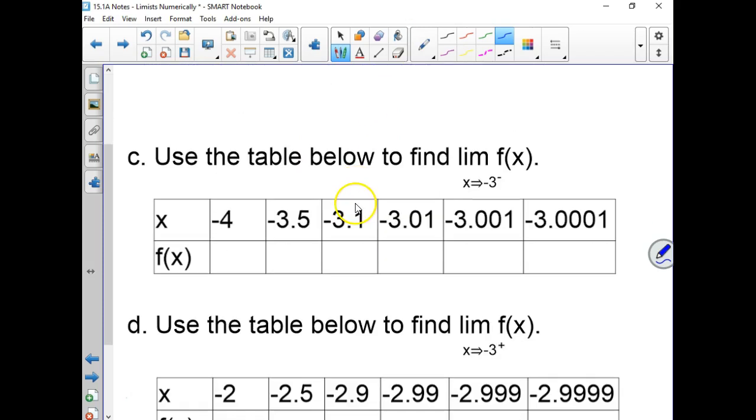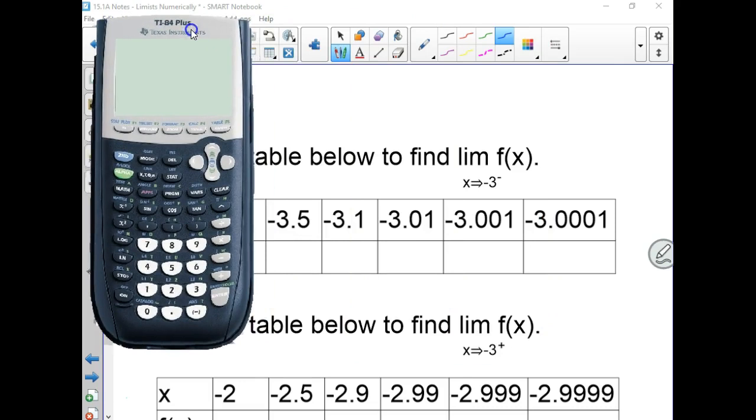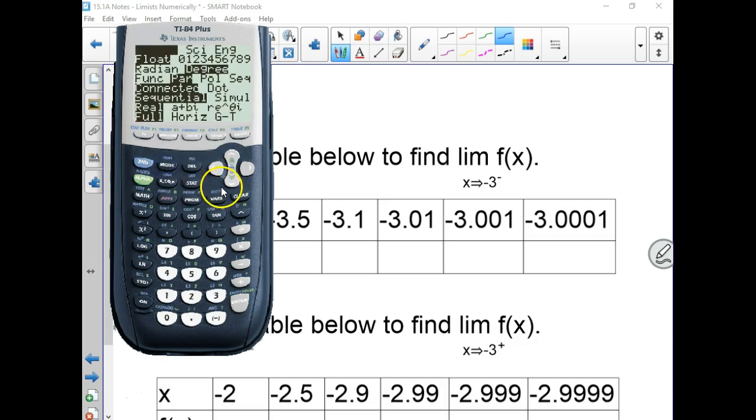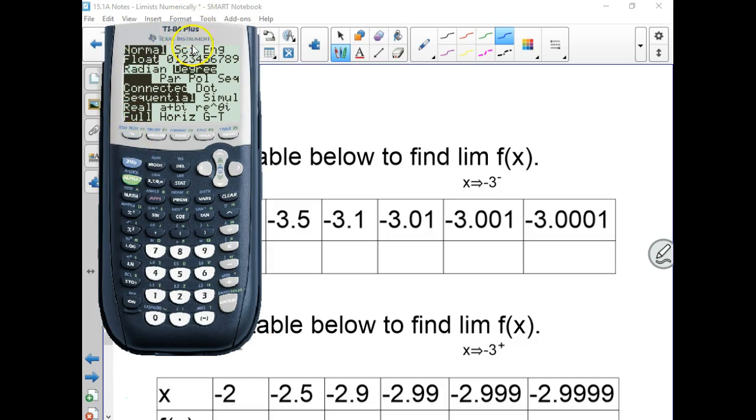So what we're going to do is we're going to use our calculator, and we're going to put that equation in. Also, actually, I'm going to use the calculator, and I'm also going to use Desmos, because in your homework tonight, if you don't have a graphing calculator, you could use Desmos, and it'll do the same thing for you. So let's do the calculator first, because that's what you'll have to use in class and on your test.